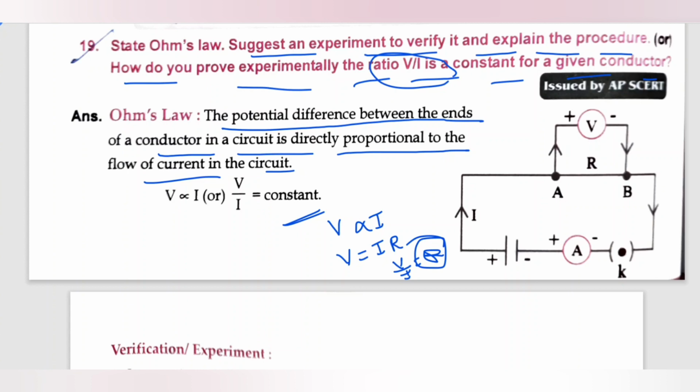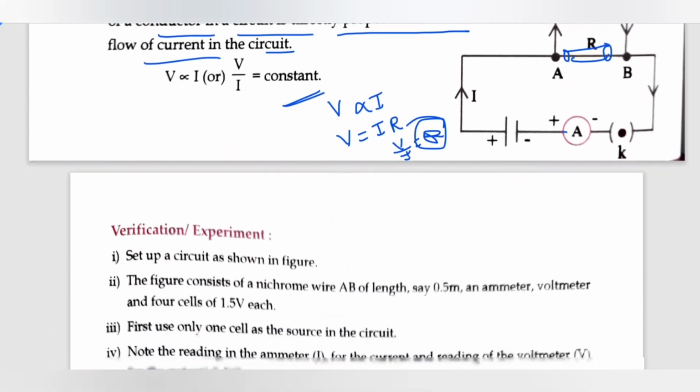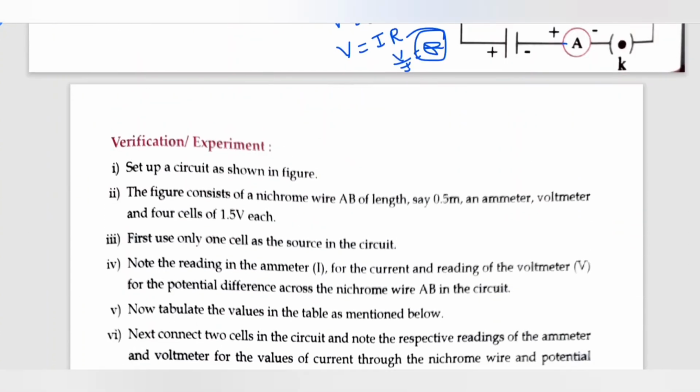So we are connecting the circuit having a battery, an ammeter in series to the battery, a switch, and a voltmeter connected across the conductor. So this is a conductor. Across a conductor, a voltmeter is connected. Now let's see the experiment.